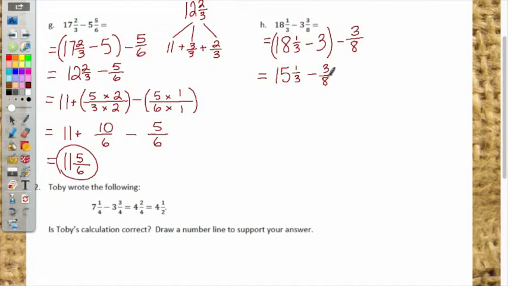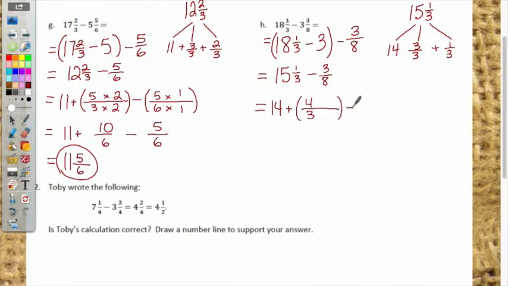Now, if I use the improper fraction strategy, it would be 46/3. Anybody want to do it that way? No. So we'll decompose the mixed number. If I borrow one from the 15, what does that leave me? 14. And the one I borrowed is going to be a fraction. Good. I think you're getting this. So what's 3 plus 1? 4. So I have 4/3 minus 3/8.